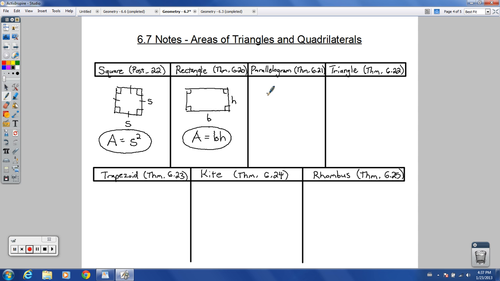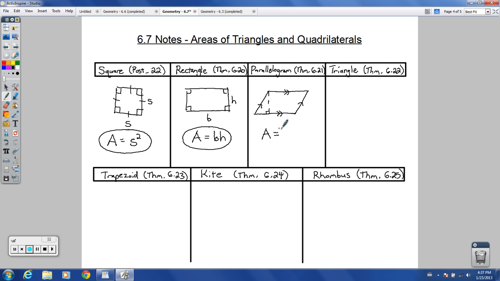Now a parallelogram gets a little more tricky, but I want to show you a clever way to remember this one. It seems a little more tricky at first. But you have the perpendicular height, and the sides here are parallel, the sides here are parallel. That's what defines a parallelogram: two pairs of opposite parallel sides.